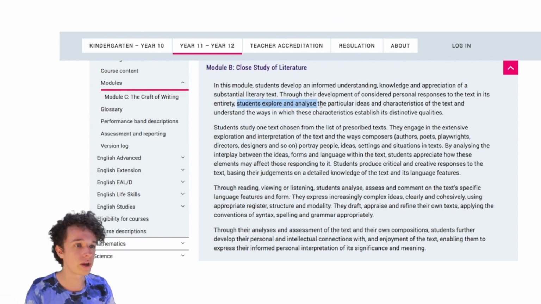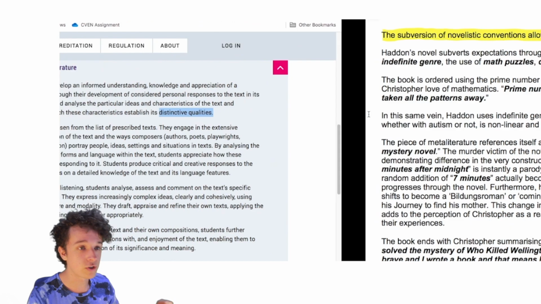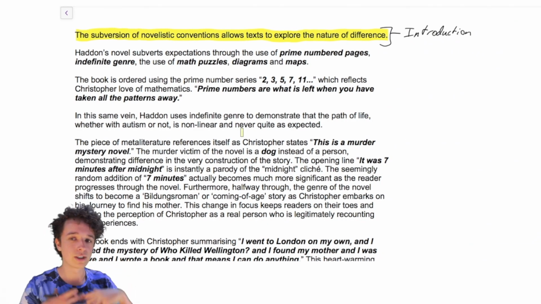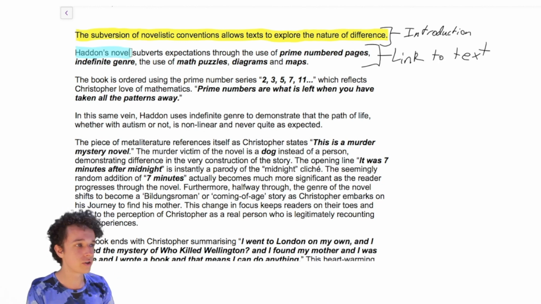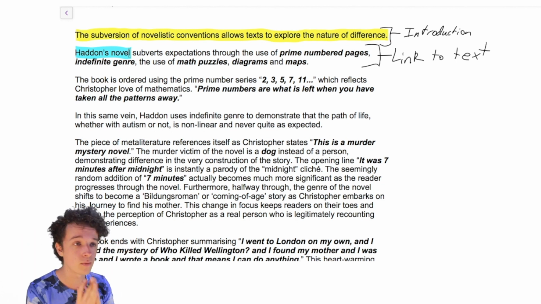So students explore and analyze the particular ideas and characteristics of the text and understand the ways in which these characteristics establish its distinctive qualities. And so I've basically reframed that as subversion of novelistic conventions explores the nature of difference. In the next section, we have a direct link to the text. Haddon's novel subverts expectations in these ways. So we've gone from the conceptual idea to the specific representation of that idea within the text.